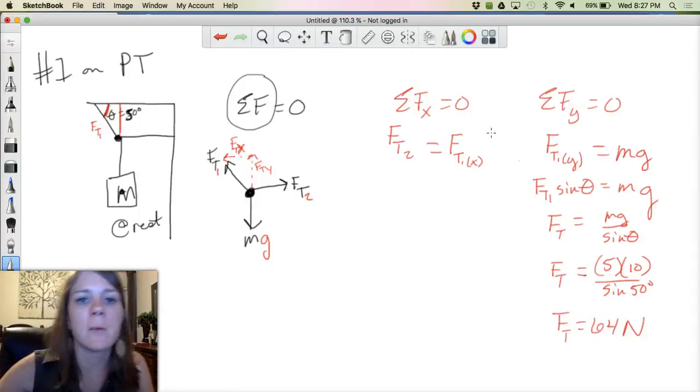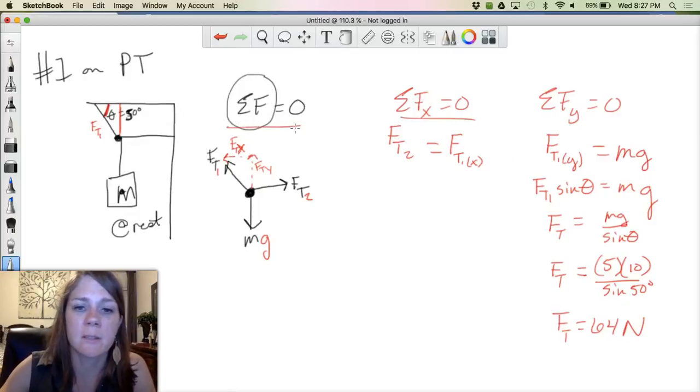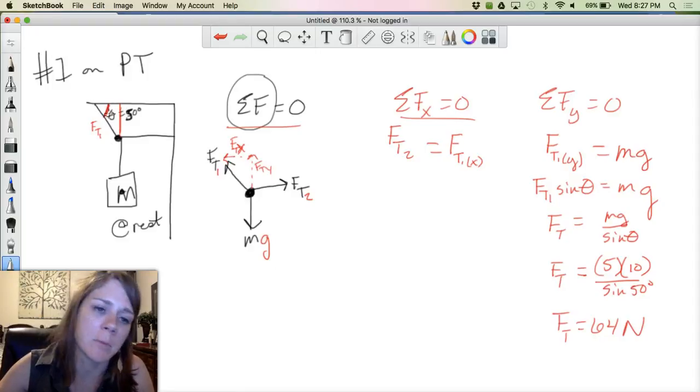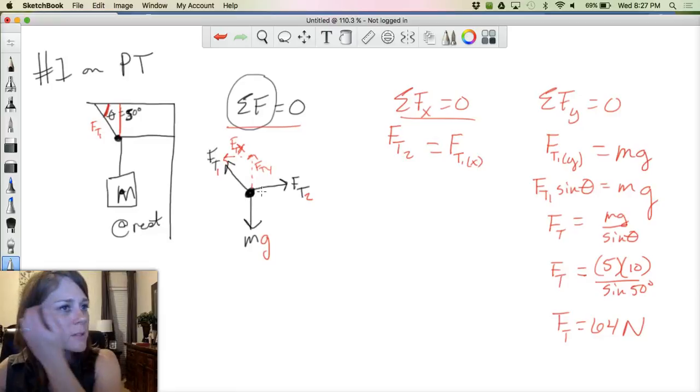So in this problem, it was realizing that the sum of the forces equals 0 because the system's at rest, and also breaking down this tension force into its y and x components, and realizing that the y component was the one equal to the downward weight force.